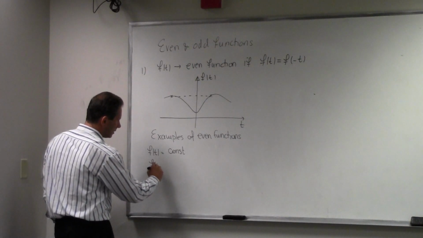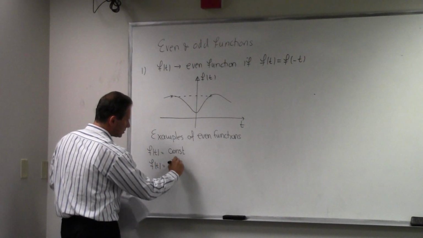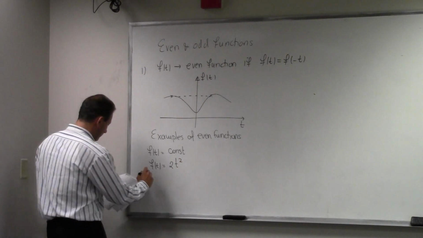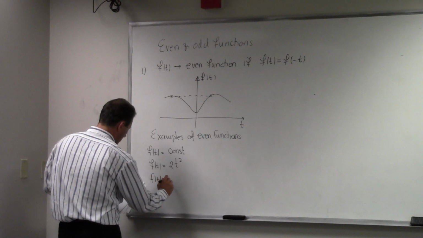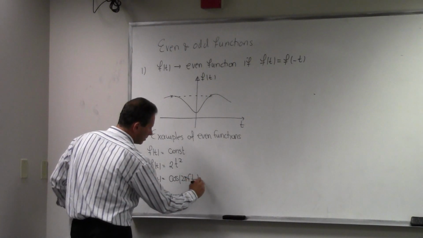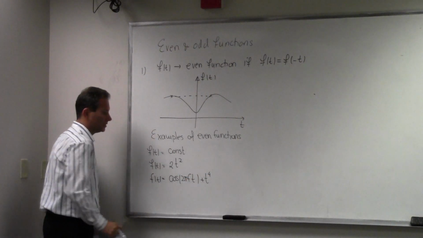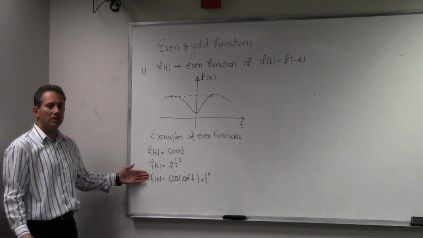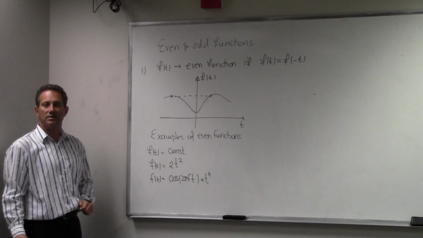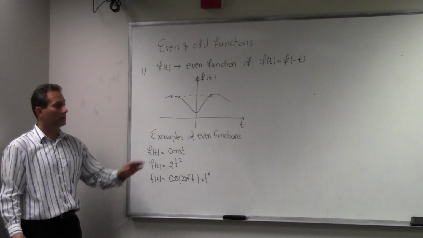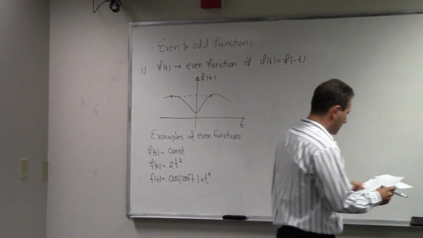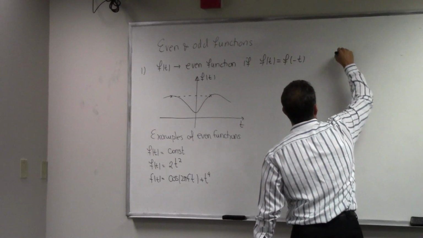f of t equal to 2t squared. That's an even function. f of t equal to cosine 2 pi f t plus t to the 4 is an even function, and so on. Just look, you can see what we're looking for. We're looking for a function where, when I plug in minus t, I get the same value as when I plug in t. So if I go this way or this way, I get the same value. So that's the first type of symmetry that we're going to define.